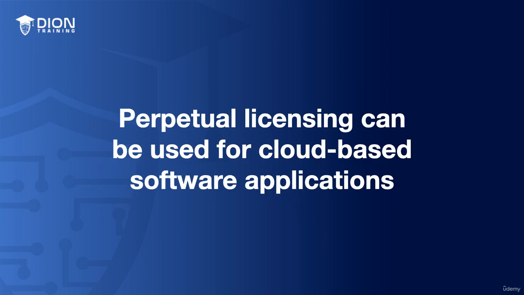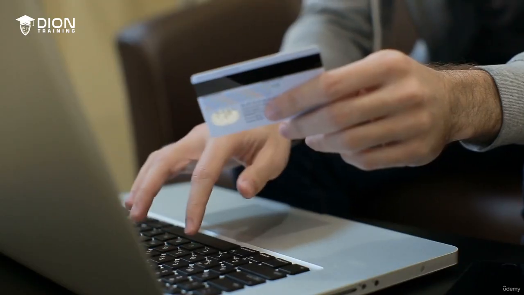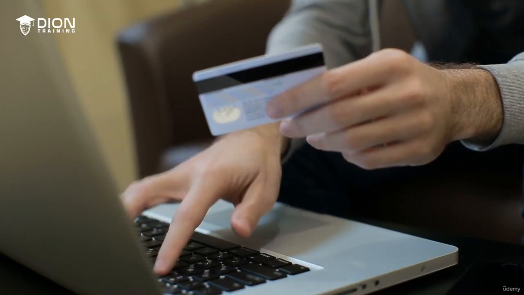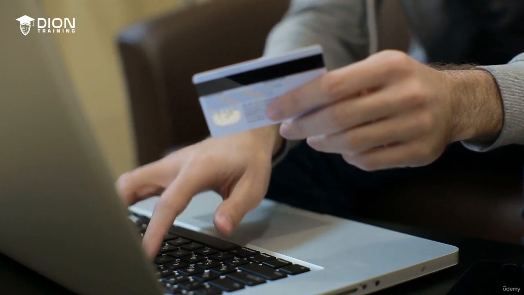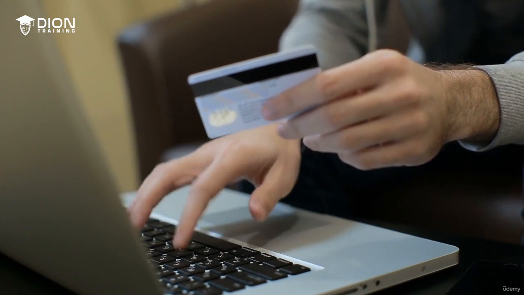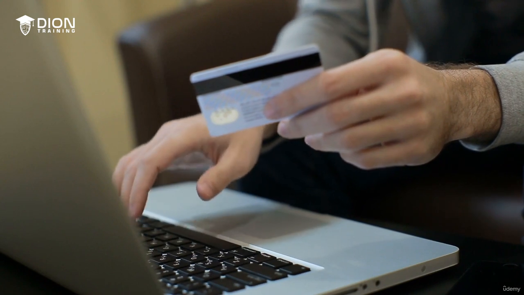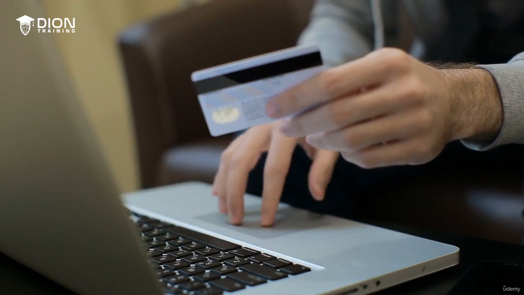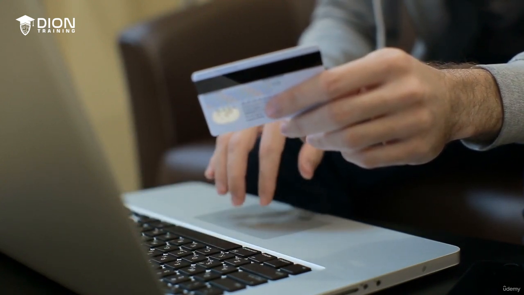In the context of cloud computing, perpetual licensing can be used for cloud-based software applications such as customer relationship management, CRM systems, or enterprise resource planning, ERP systems. For example, a company might choose to purchase a perpetual license for a cloud-based CRM system. In this scenario, the company would pay a one-time fee to obtain the license, and they would have the right to use the CRM system indefinitely without having to renew the license or pay additional fees. At Dion Training, we actually use a lot of software that we purchase under a perpetual license.